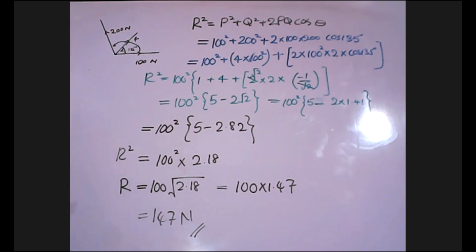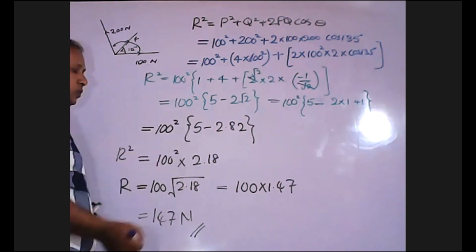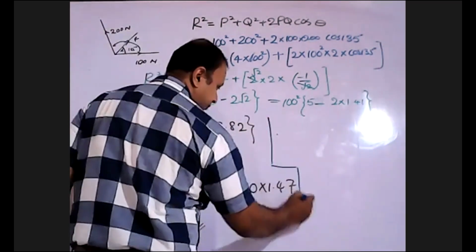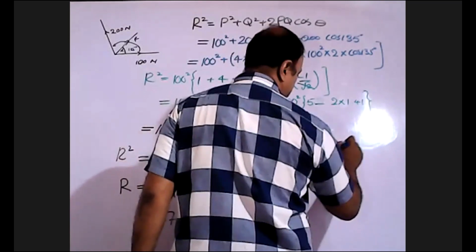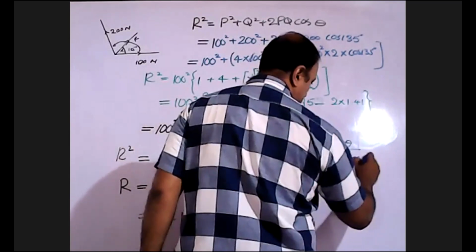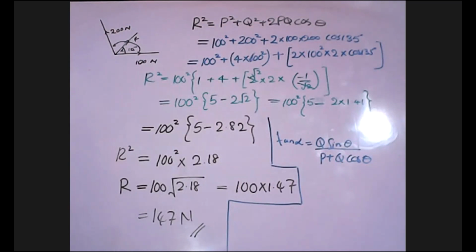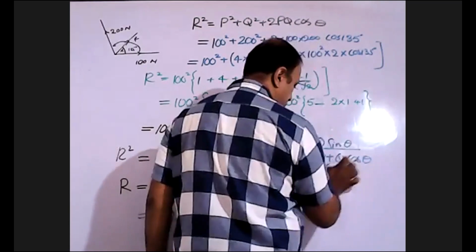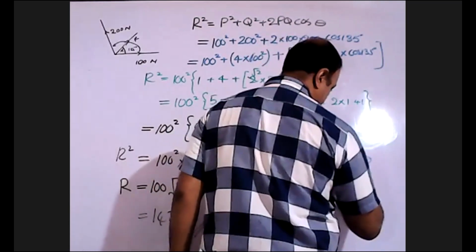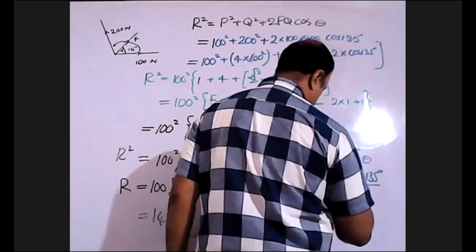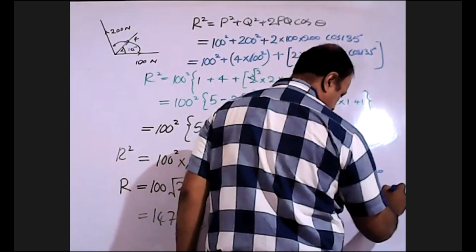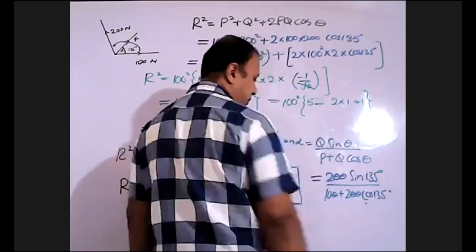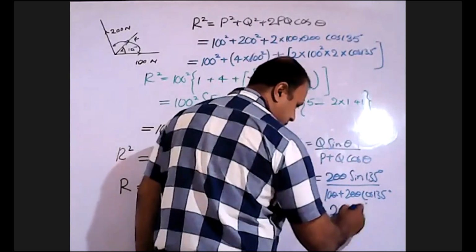Okay. Meanwhile, I can find the angle also. Tan alpha is equal to Q sin theta over P plus Q cos theta. Q means 200, so 200 sin 135 over 100 plus 200 cos 135. 100 will be cancelled out. Therefore, 2 times 1 over.